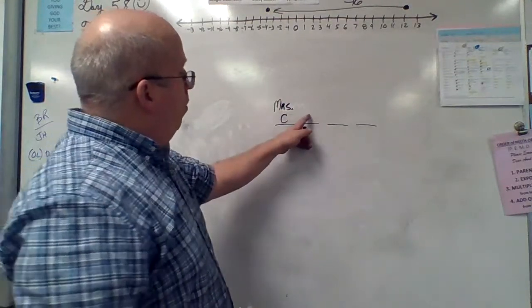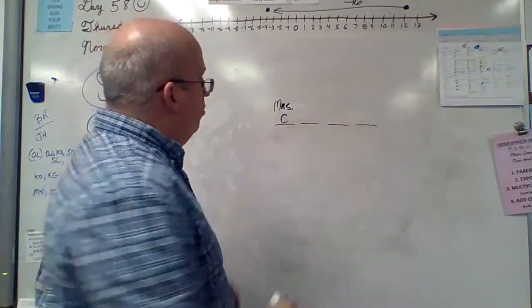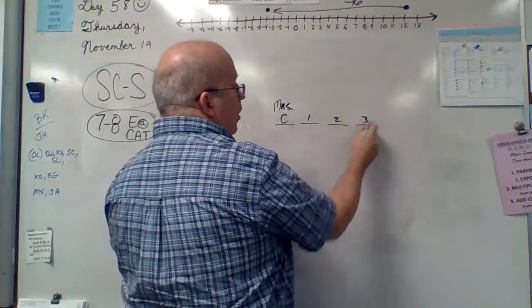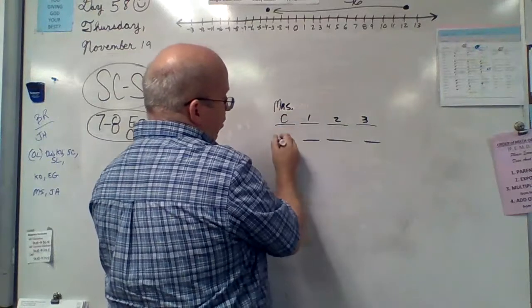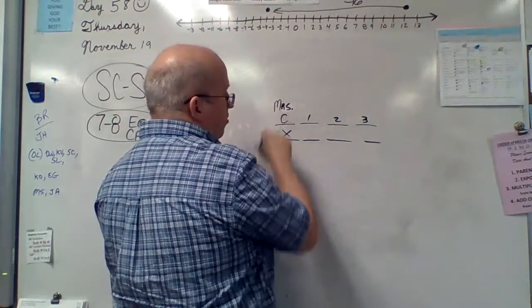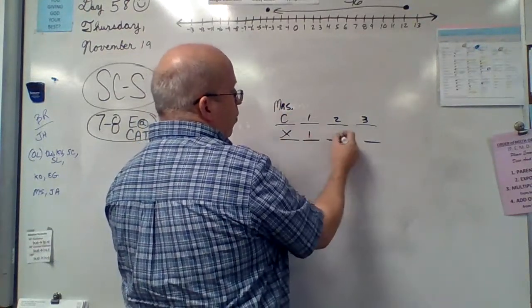And so we can put first, second, and third just like that. But is that the only way to arrange them? No. We don't need to worry about this slot over here because that's always going to be Miss Cassidy. What if we went 1, 3, 2?